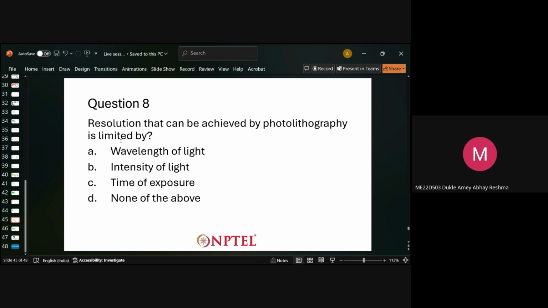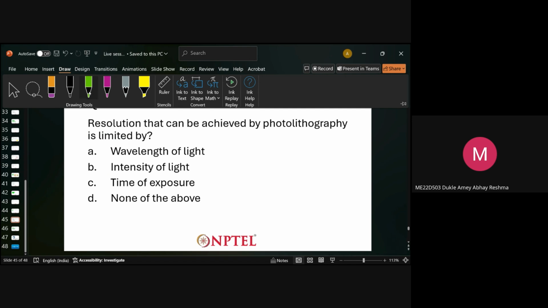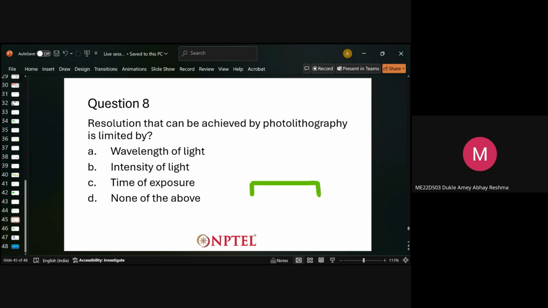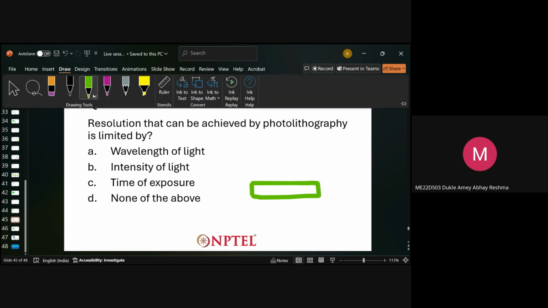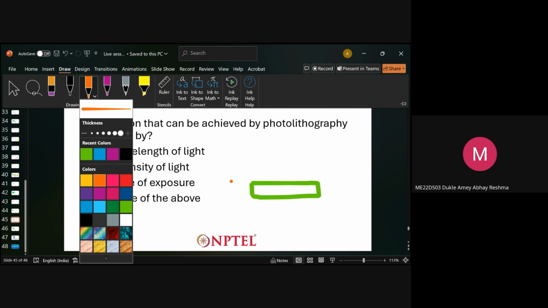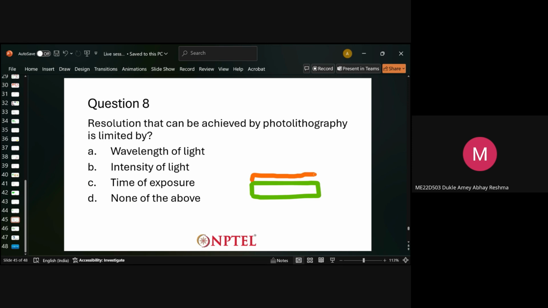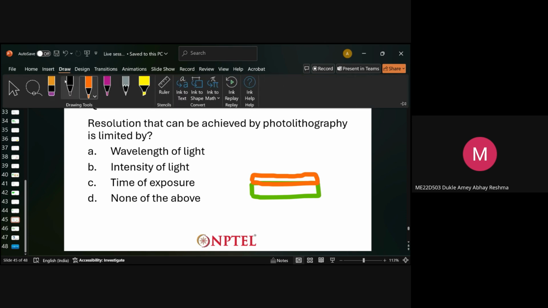Moving to the next question, resolution that can be achieved by photolithography is limited by the wavelength of the light, intensity of the light, time of exposure, none of the above. I should have explained it to you again, but I'll explain it now. So what happens is you have the wafer, you have this photoresist. Okay, then you have this mask.